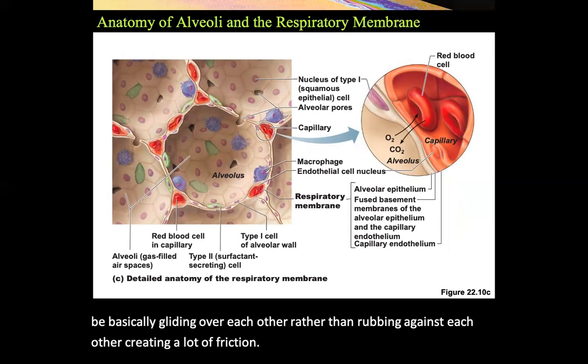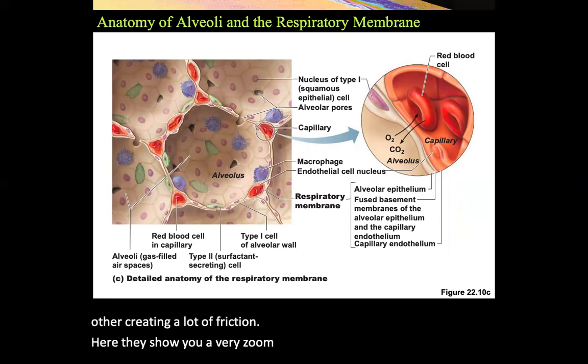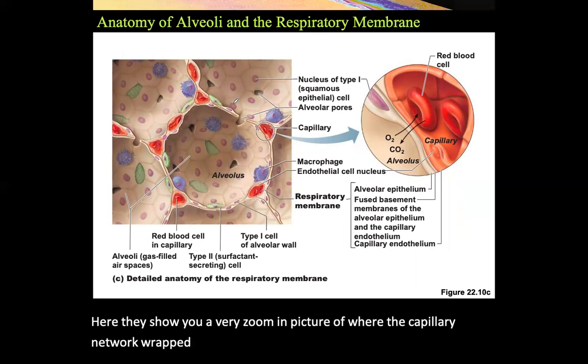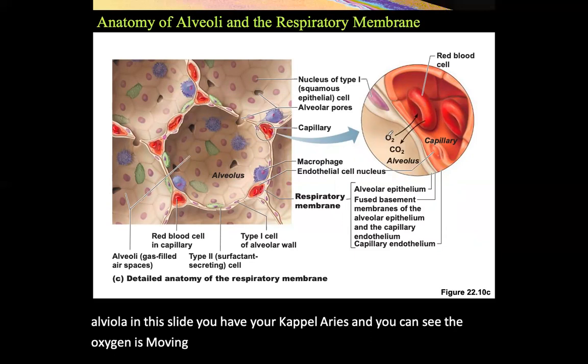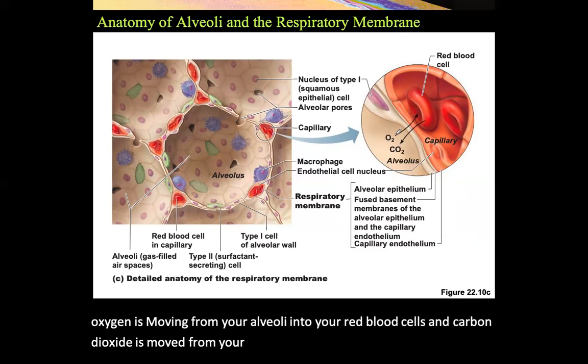Here, they show you a very zoomed-in picture of the capillary network wrapped around the alveoli. On this side, you have your alveoli. On this side, you have your capillaries. You can see the oxygen moving from your alveoli into your red blood cells, and carbon dioxide moving from your blood into the alveolus.